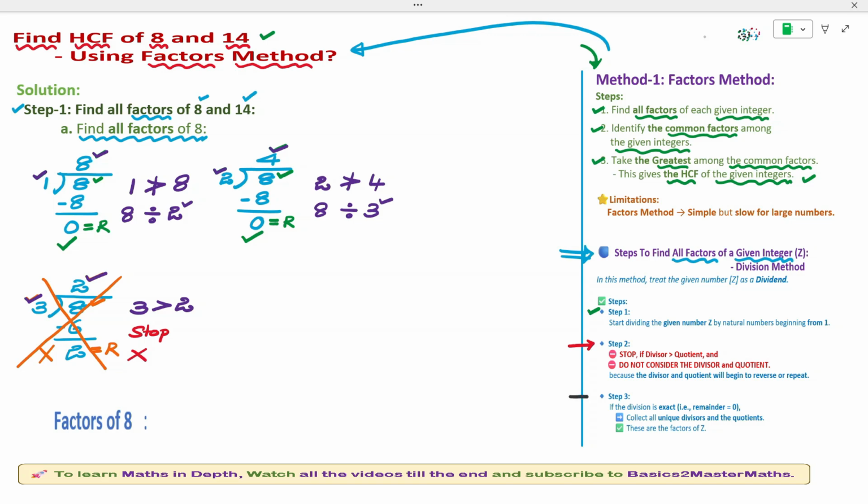Finally, collect all unique divisors and quotients where the division is exact. In this case, they are 1, 8, 2, and 4. So, factors of 8 are 1, 2, 4, and 8. Got it?